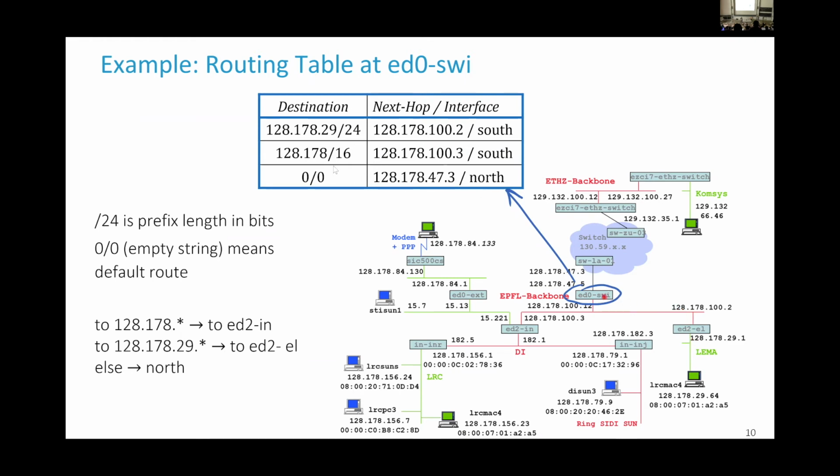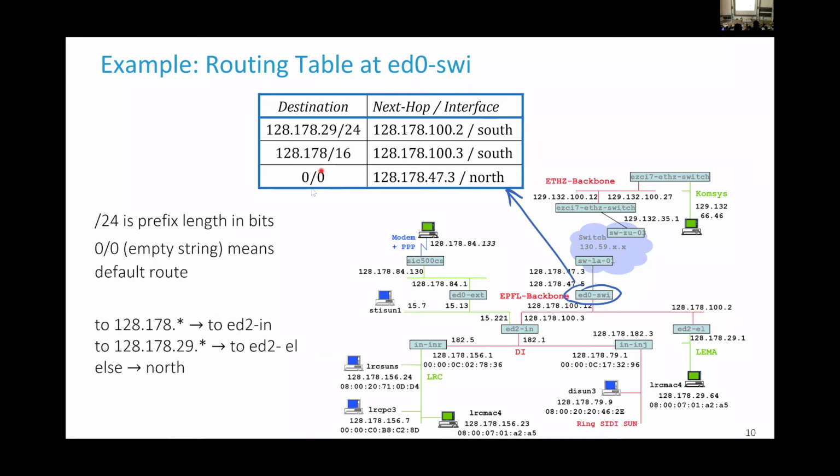Anything that goes to 128.178/16, which means the rest of EPFL, at least of that part of the network of EPFL, there are other parts in EPFL that are 128.179. Everything else should go to this interface here, which is in fact the backbone of EPFL. So it goes south. South is the name of the interface, and the IP address is the IP address of the next hop.